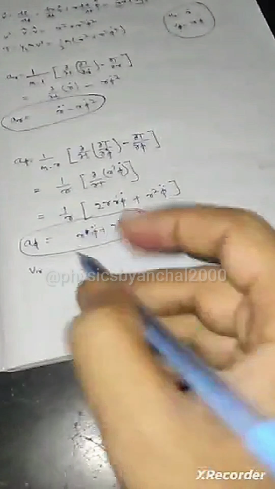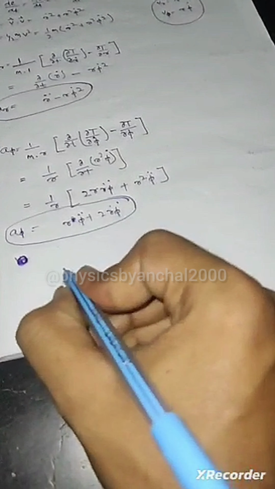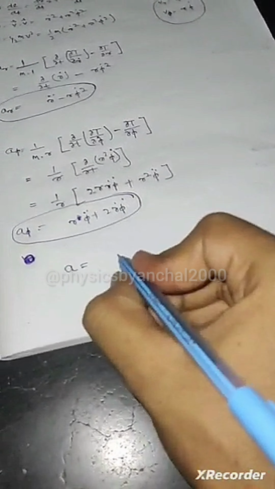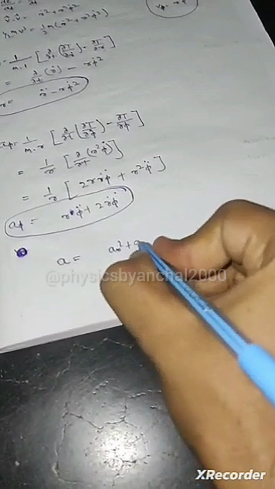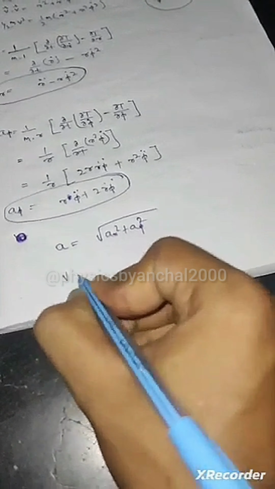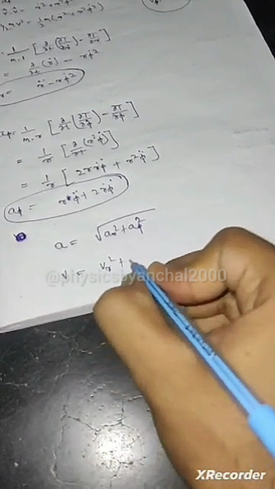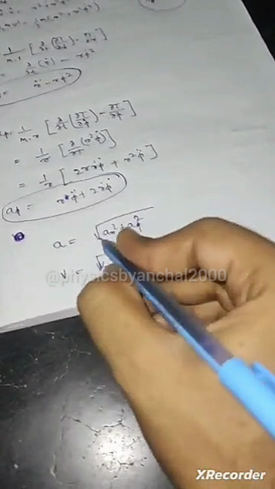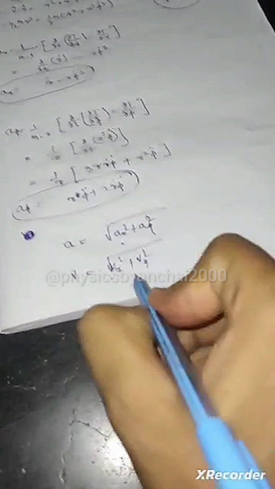This is the phi component of acceleration. If I need to find the total acceleration, what will it be? The total acceleration will be the square root of a r squared plus a phi squared. Similarly, if I need the total velocity, it is the square root of v r squared plus v phi squared. You can calculate by just substituting a r, a phi, v r, v phi.